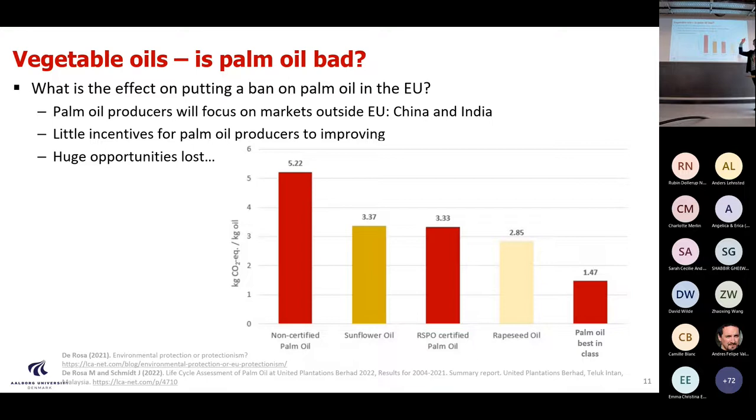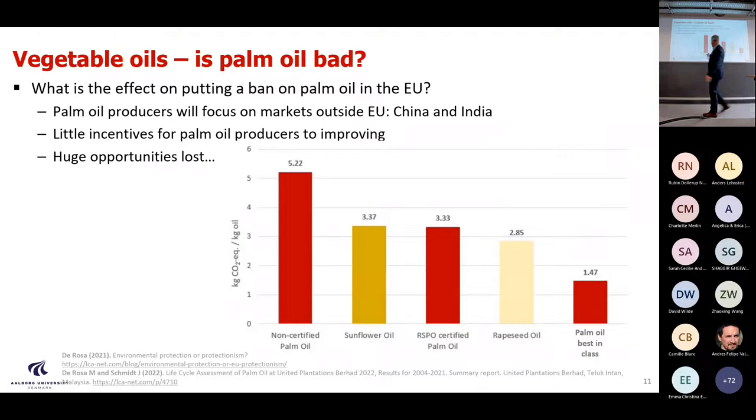Of course, if we put a ban on palm oil, we don't need to collaborate with someone, call them bad guys, and we can wash our hands. However, if we are collaborating, we can also collaborate on improving systems. Then let's have a look here. That's some charts from my work on vegetable oils.